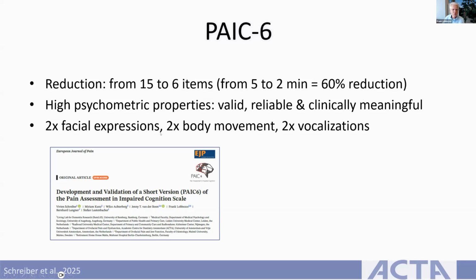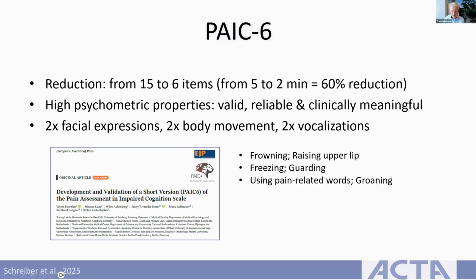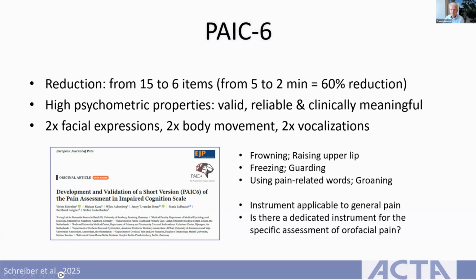And we now have 2 facial expressions left, 2 body movements left, and 2 vocalizations. So nicely symmetrical, all went down from 5 to 2. These are the ones that are left: the frowning and the raising of the upper lip, freezing and guarding for the bodily movements, and for the vocalizations, the pain-related words and groaning, which were considered as indicative of pain. So now we have a brief, valid tool that I can really recommend to you to use in your clinics, in your nursing homes where you work.